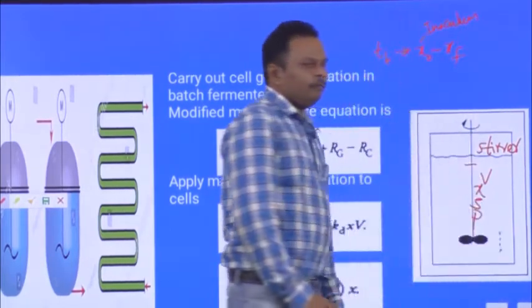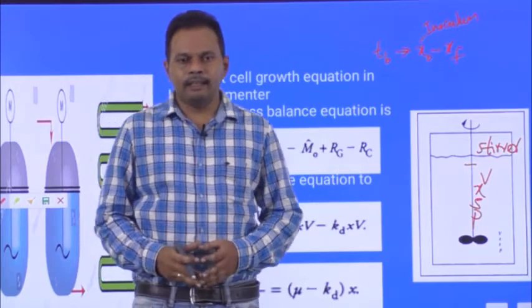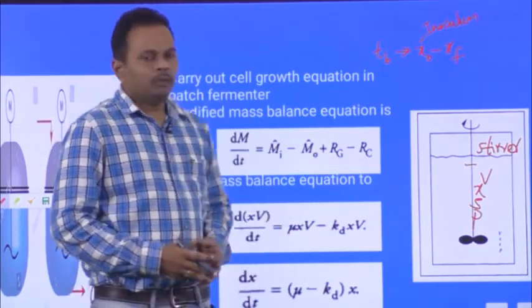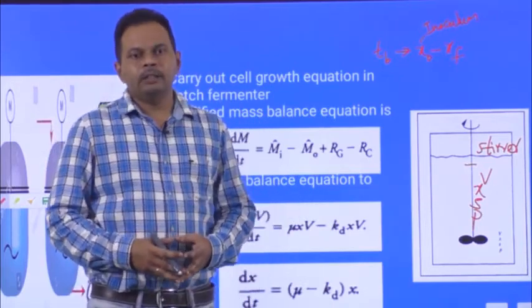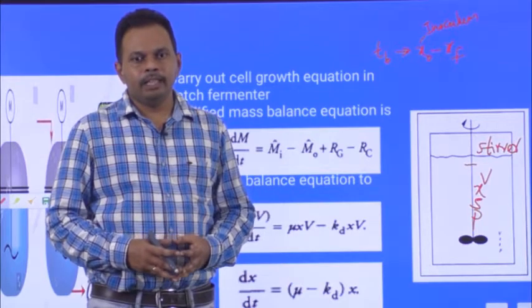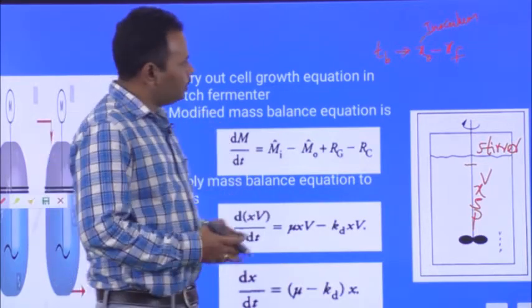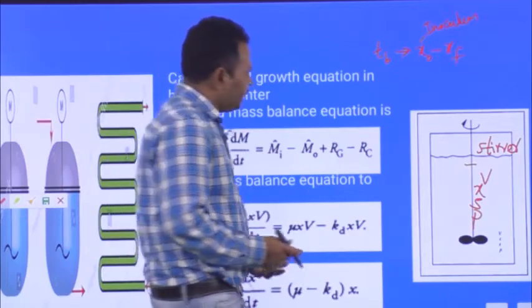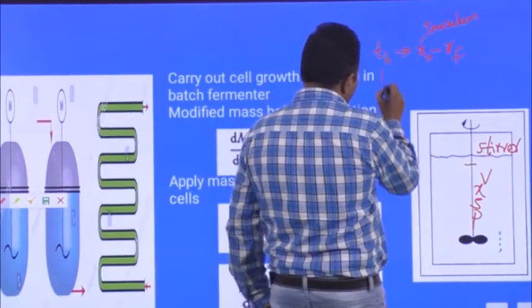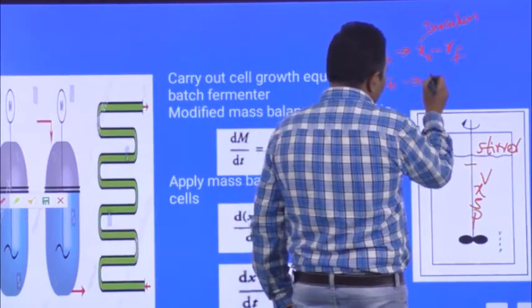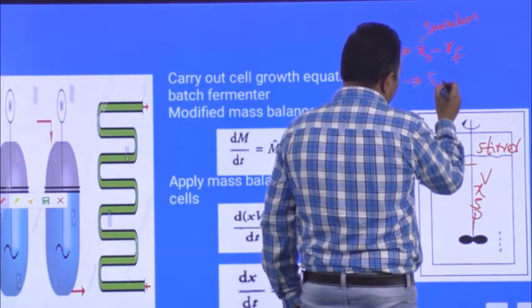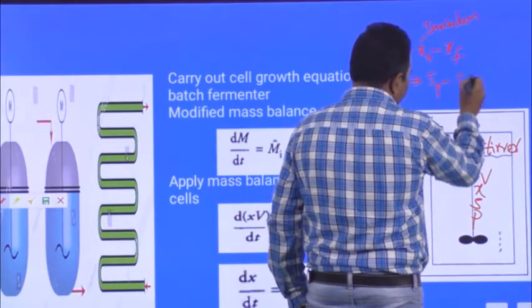Here in this one, when you do the mass balance over the cells around the batch fermenter, we can obtain the batch time required to increase the cell concentration from inoculum to the final value. And also when you do the mass balance over the substrate, you can find out the batch time required to reduce the substrate concentration from Si to SF.